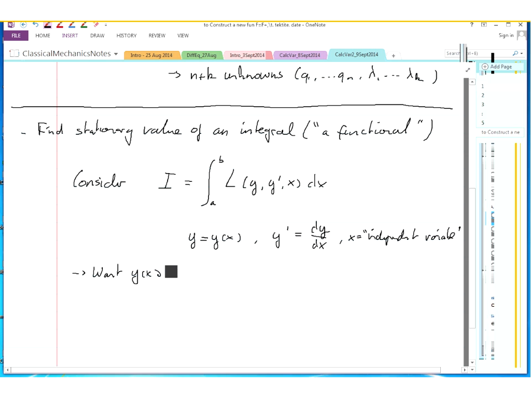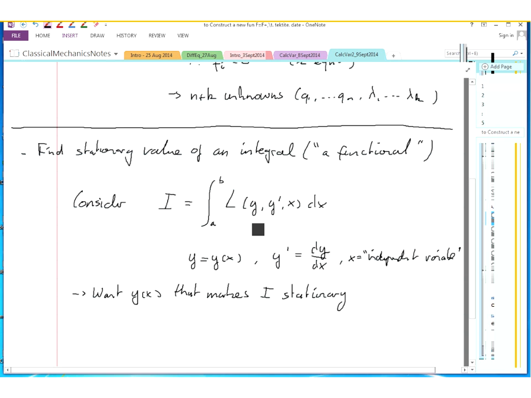So we want to find the function y that makes I stationary. When I say it makes I stationary, it may mean making it a maximum or a minimum. So we want to find which function y makes this integral stationary, given L as a function. So why could we possibly care about doing this?